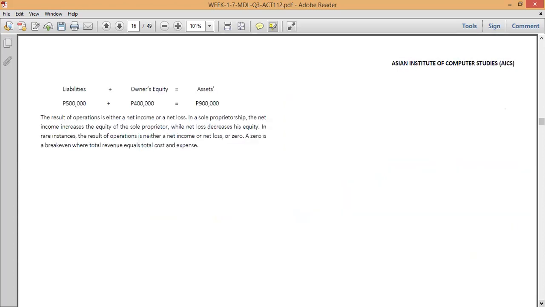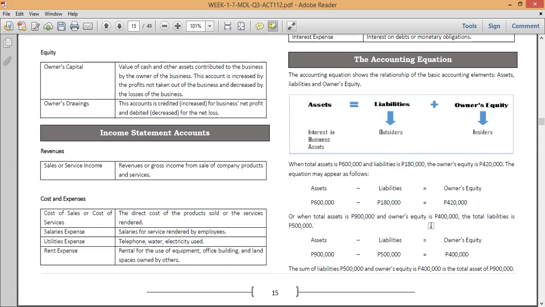So, ano yung example computation dyan? When total assets is equals to 600,000 and liabilities is 180,000, the owner's equity is 420,000. The equation may appear as follows: 600,000 minus 180,000 is equals to 420,000. Okay? Kung susundan natin tong equation natin, assets is equals to liabilities plus owner's equity. Pag pinag-add po natin si liabilities na 180 and si owner's equity na 420, mag-i-equal po pa rin siya sa 600,000.